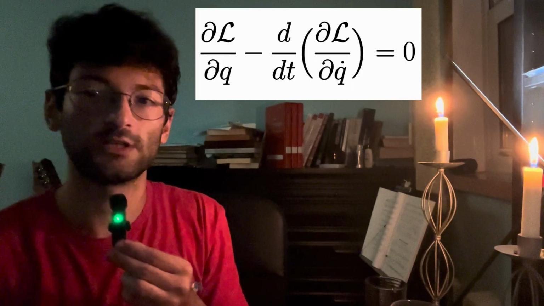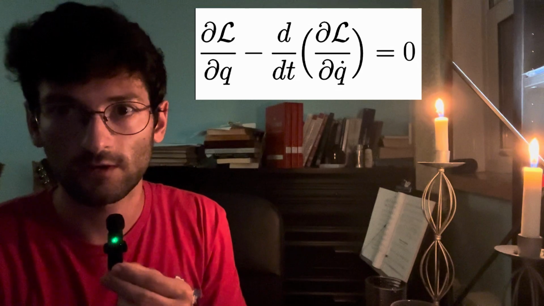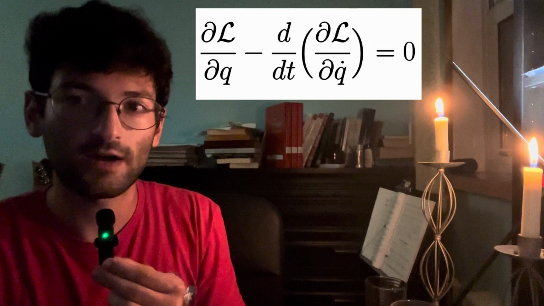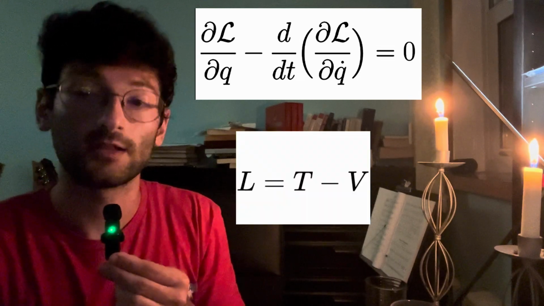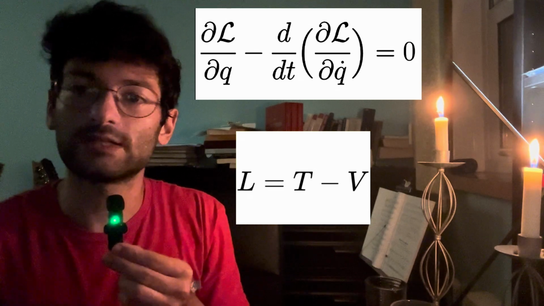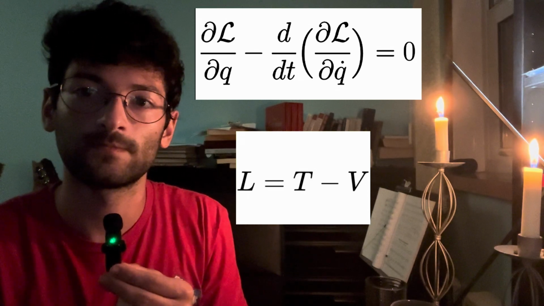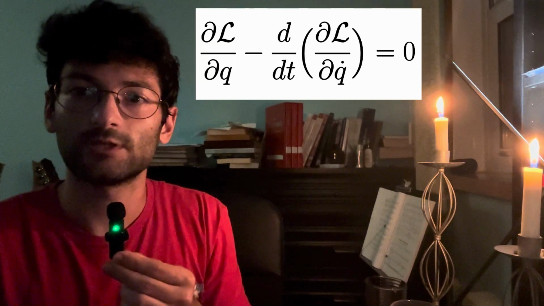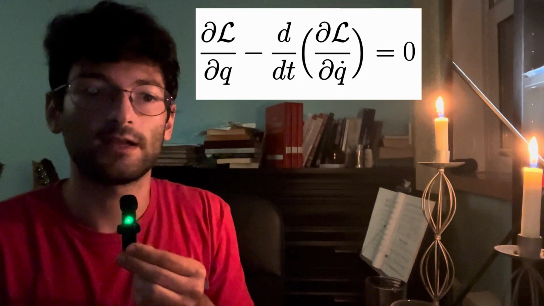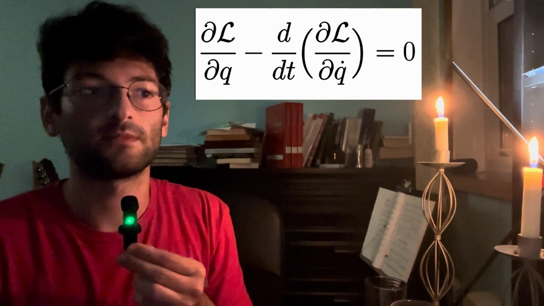Let's look at the Euler-Lagrange equation in its general form. The Euler-Lagrange equation in this form allows us to solve for the equations of motion for any given system. Lagrange defined a function L, the Lagrangian, the kinetic energy minus the potential energy of a given system. The kinetic energy is in terms of the velocity of the system, and the potential energy in terms of its position.